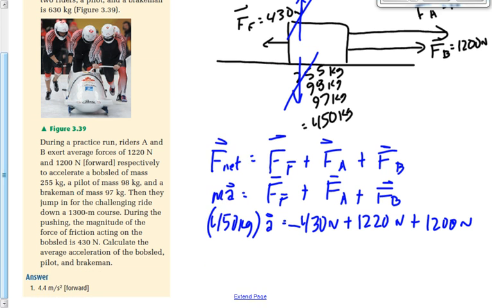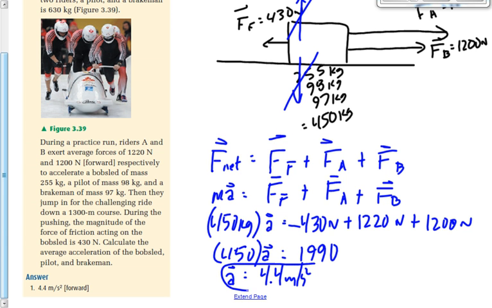Okay, let's say 450 times A. Let's add these up: 430 plus 1220 plus 1200. What do we get when we add those three things up? 1990. Thank you. Which now we're going to divide by 450. That's going to give you somewhere in the range of 4.5, I'm thinking. Oh, yeah, I guess the answer's right there: 4.4 meters per second squared. Is that okay? How many people got that?